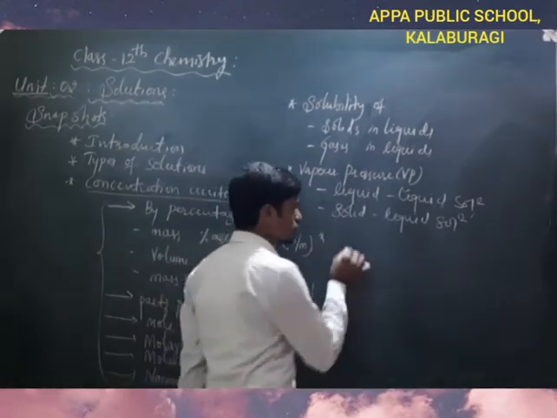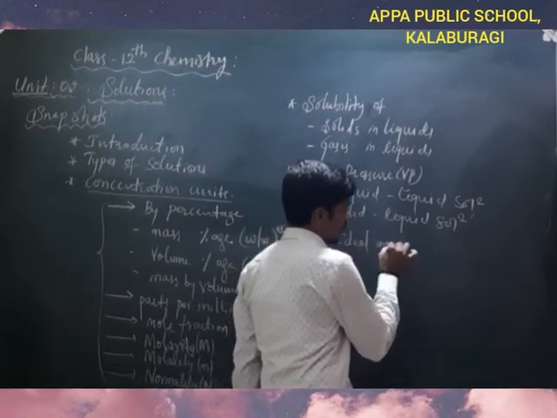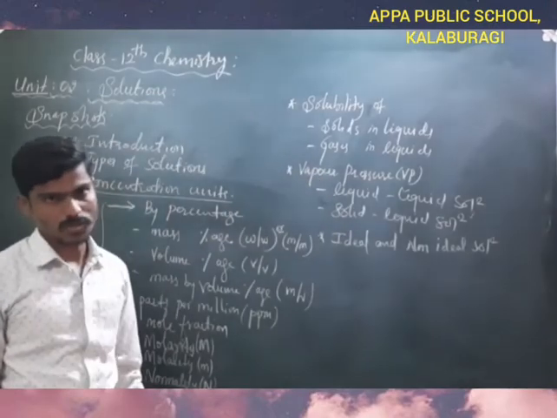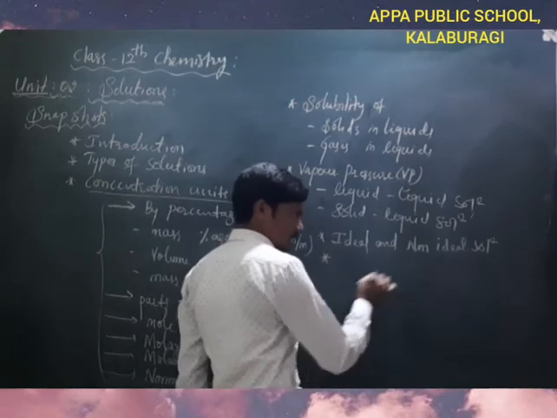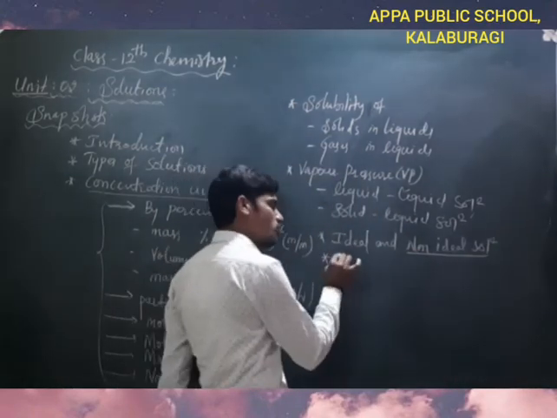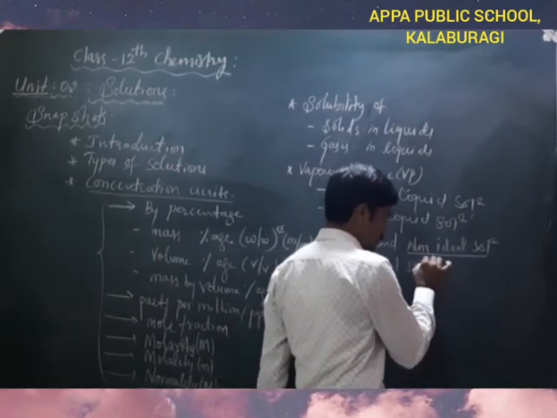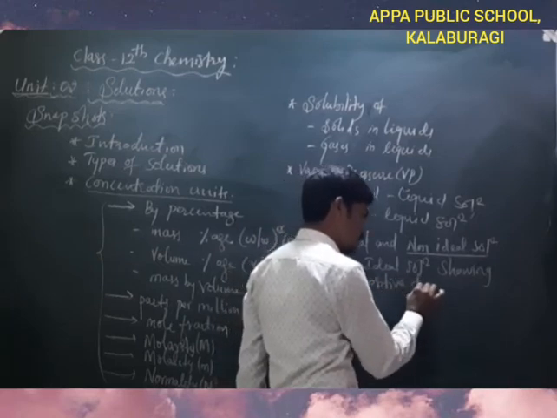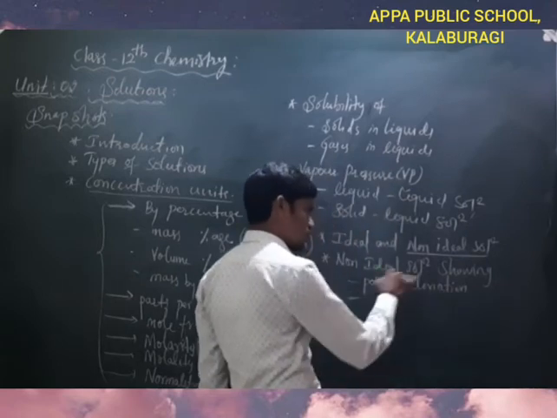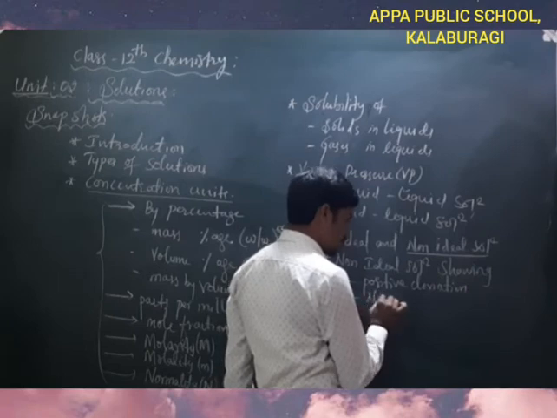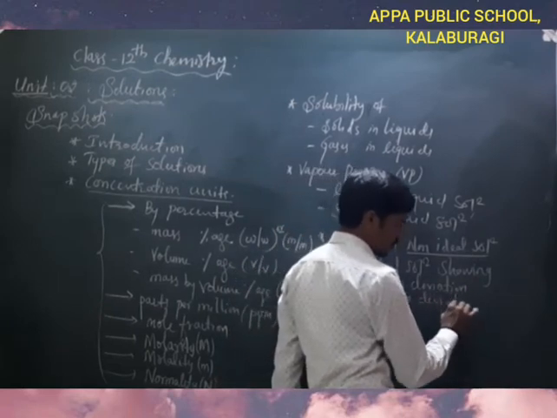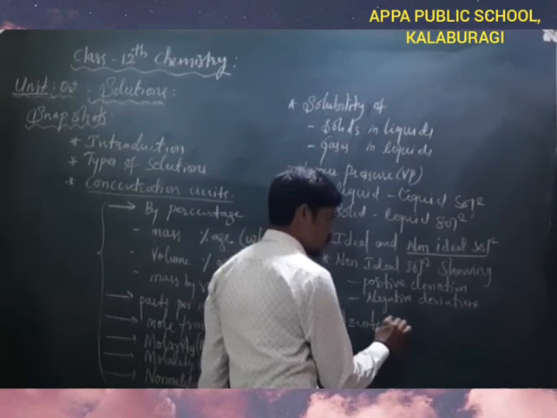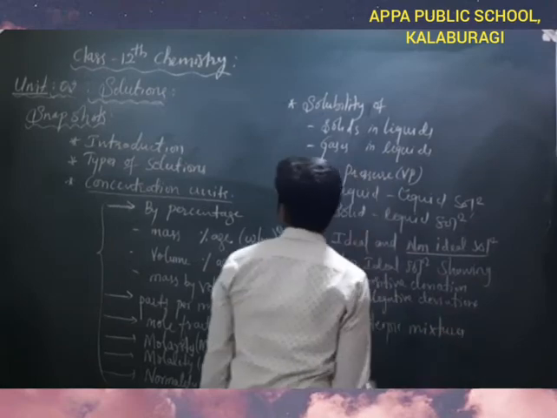The next one is ideal and non-ideal solutions, and a few points of difference between ideal and non-ideal. Types of non-ideal solutions: non-ideal solution showing positive deviation, and non-ideal solution showing negative deviation. And the last point is azeotropic mixtures.